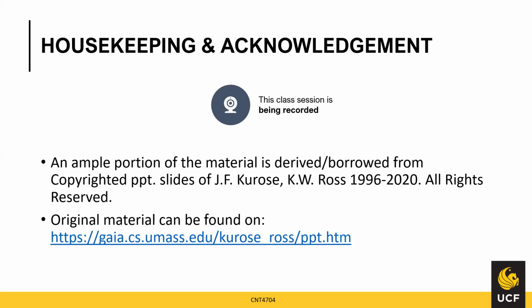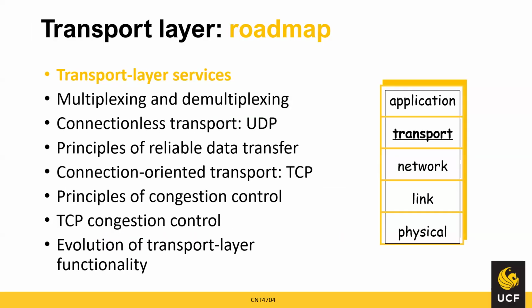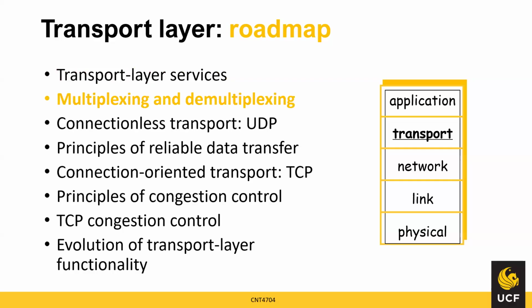As known, a portion of the slides is being used from the book, and that can be found there, and also the lecture is being recorded. Okay, so this is the roadmap for the chapter. We cover transport layer services, multiplexing and demultiplexing. And today we'll talk about connectionless transport, UDP.